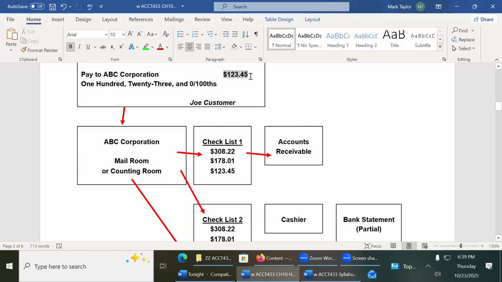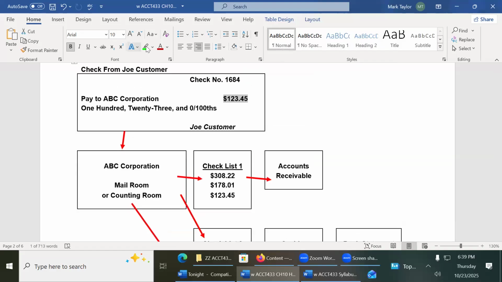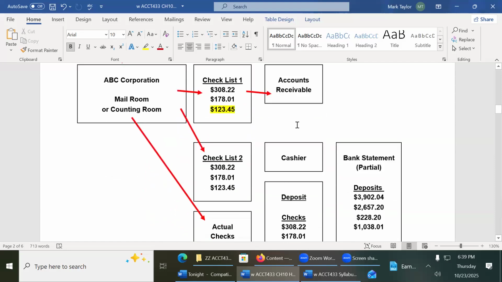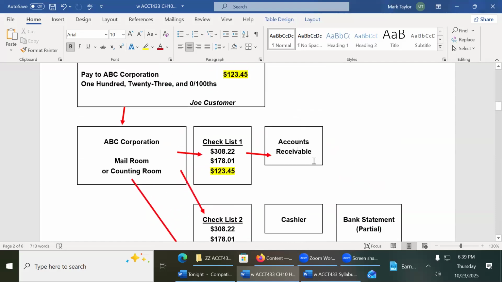who's this? Joe Customer. Hey, as an auditor, I realize that's a fake name. But Joe Customer wants to know that his check would be credited to his account, saying, okay, you made this payment. Now, why doesn't the accounts receivable person get the checks? What would be the problem with doing that?